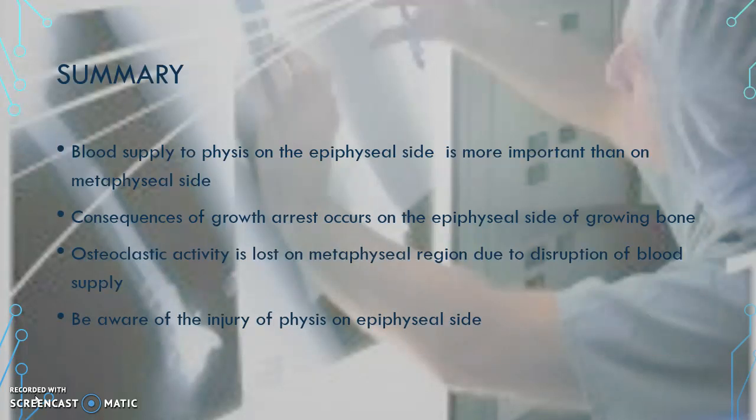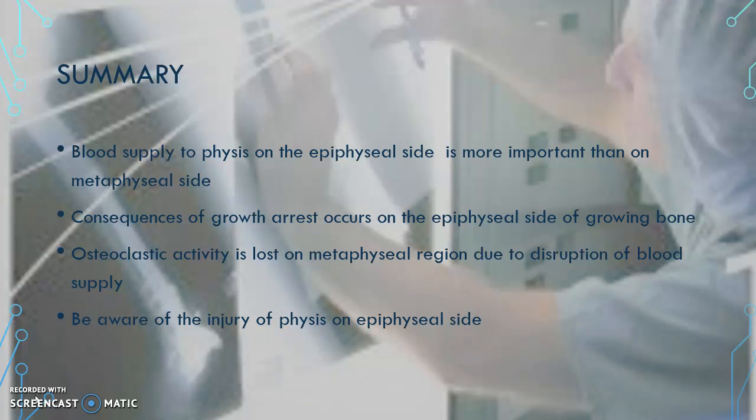So summarizing this lecture, the blood supply to the physis is very important and it has two sides. The epiphyseal side is more important than the metaphyseal side, as on the epiphyseal side, if there is a disruption of the blood supply because of the injury, it will result in growth arrest. So growth arrest occurs mostly on the epiphyseal side of growing bones.